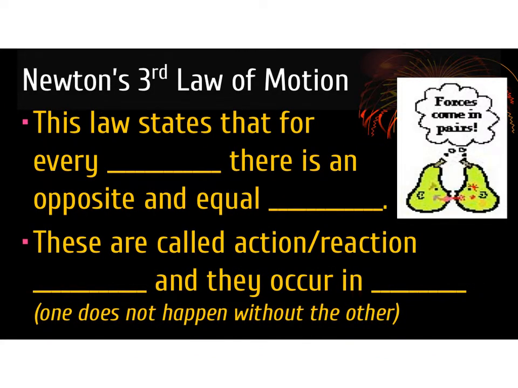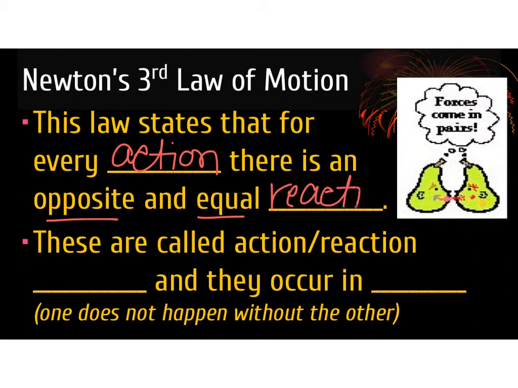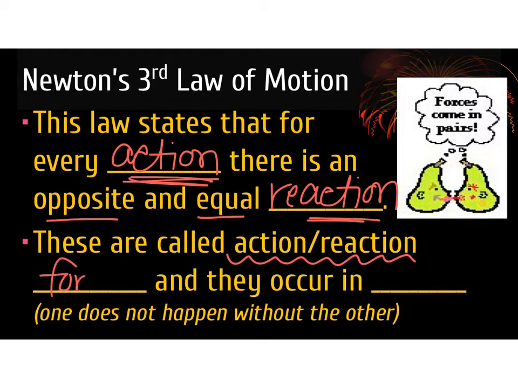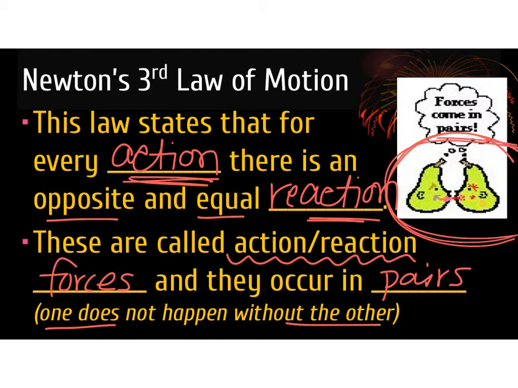So here we go. This third law states that for every action that occurs, there is an opposite and equal reaction. So for every action force that occurs, there's an opposite and equal reaction force. And so these nicely named action-reaction forces occur in pairs. It means they happen together. One does not happen without the other. So they go together with an action.